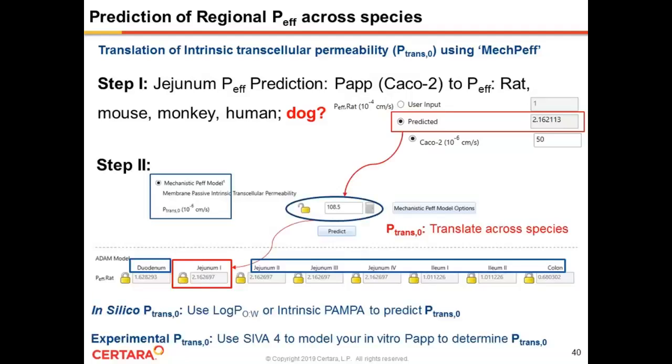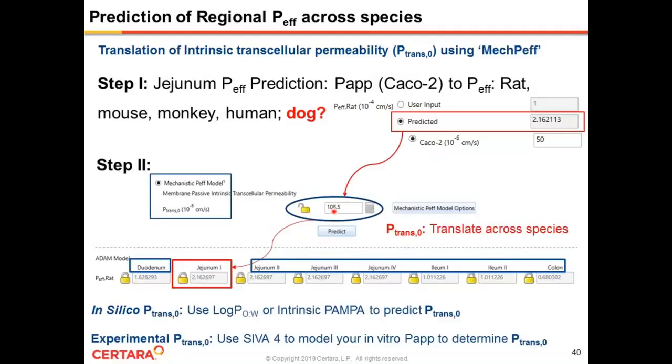And then the next step would be to move from this apparent permeability mode, or the Caco-2 permeability prediction mode, to the mechanistic permeability mode, where you can basically adjust the intrinsic transcellular permeability value to match your effective permeability value. And once you have matched this effective permeability value, this value of the intrinsic transcellular permeability now can be transferred between species in order to predict the permeability in a different species.